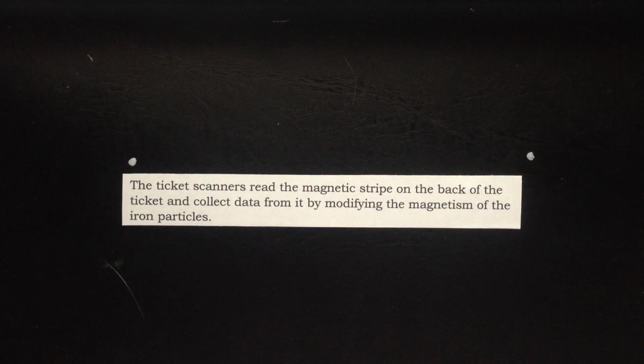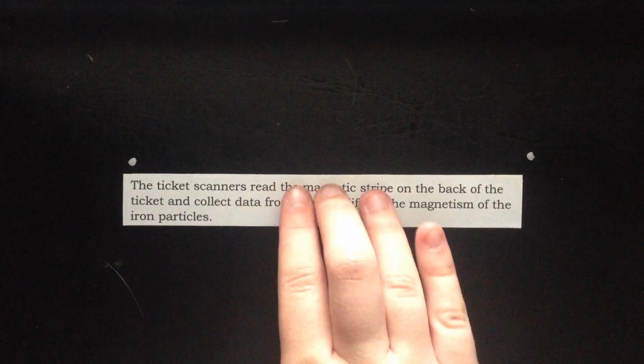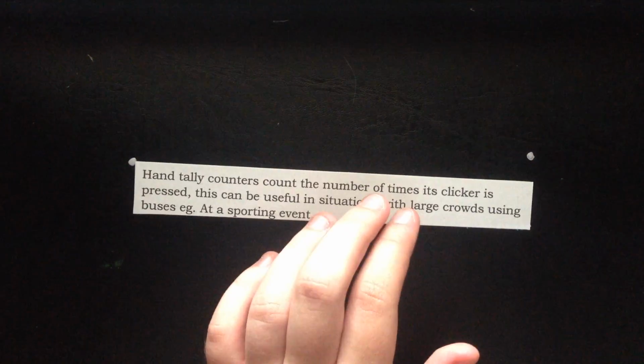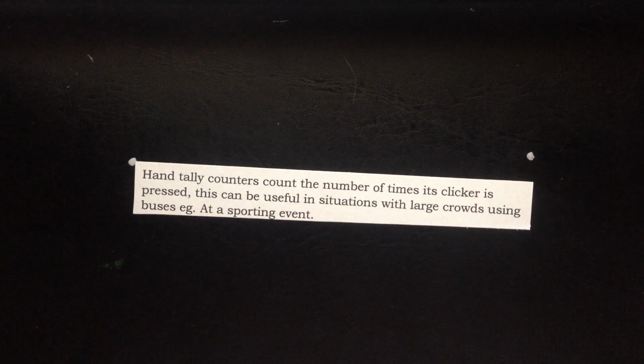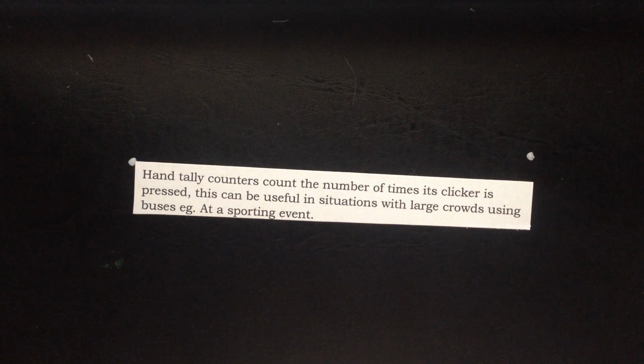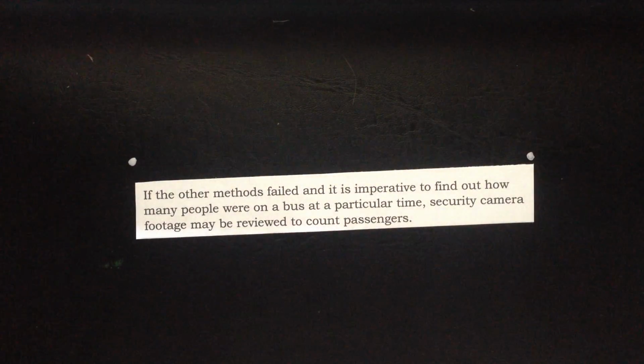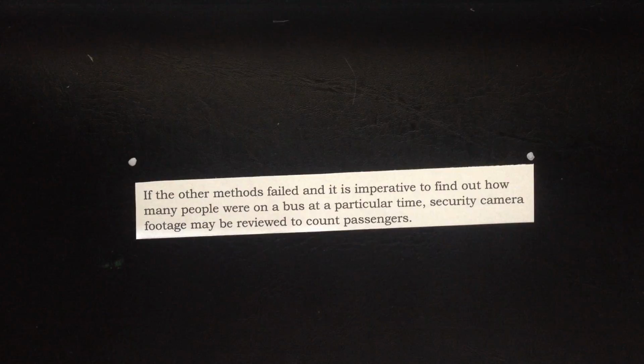A bus company can use hardware such as ticket scanners, hand tally counters and cameras. The ticket scanners read the magnetic stripe on the back of the ticket and collect data from it by modifying the magnetism of the iron particles. Hand tally counters count the number of times its clicker is pressed. This can be useful in situations with large crowds using buses, for example at sporting events. If other methods fail and it is imperative to find out how many people were on a bus at a particular time, security footage may be reviewed to count passengers.